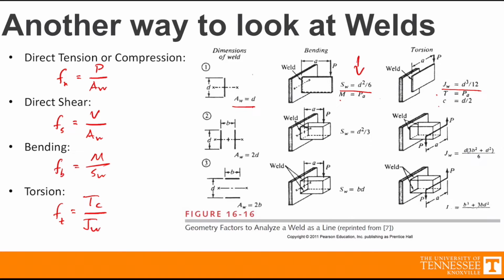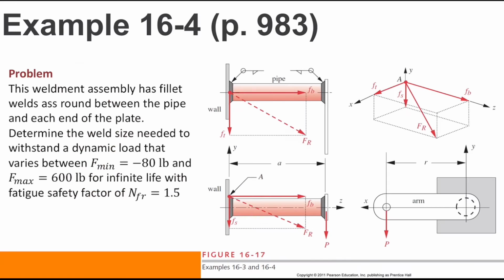And we're going to show you how to do this in an example. If you want to follow along, this is example 16.4, which is in your book. So we're going to be taking a look at this welding assembly. It is two filleted joints that connect a wall, a pipe, and then an arm.